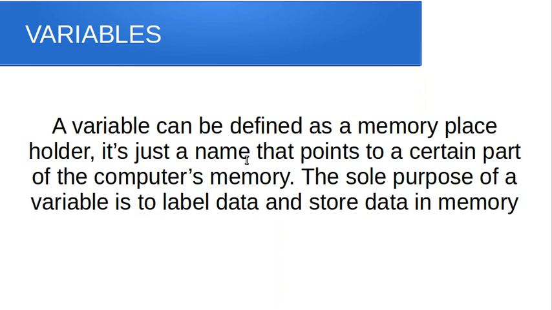Now this name is given to that specific part of memory by the programmer. So the sole purpose of variables is to label and store data in the computer's memory. So it just labels a part of the computer's memory. Whenever we refer to that variable name within our code, the data stored in that specific part of memory will be used instead. So let me just show you what I mean by that.